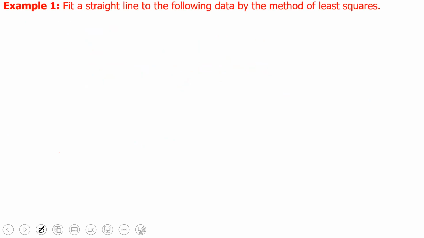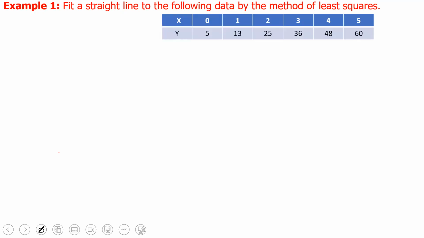Now let us take one example, then it will be very clear. Example number 1: fit a straight line to the following data by the method of least squares. The given data is: the values of x are 0, 1, 2, 3, 4, 5. The values of y are 5, 13, 25, 36, 48, and 60. So here we have the data set.